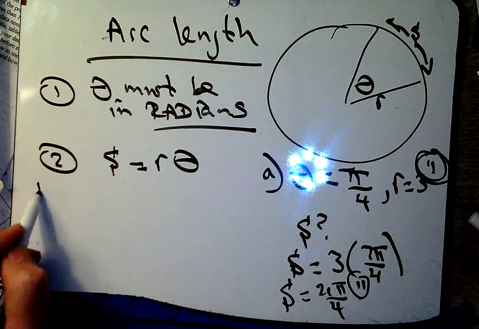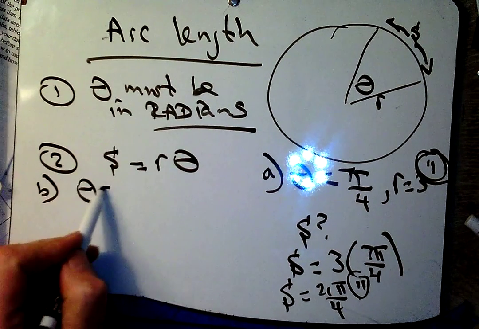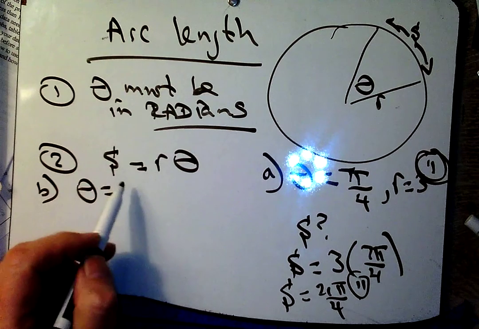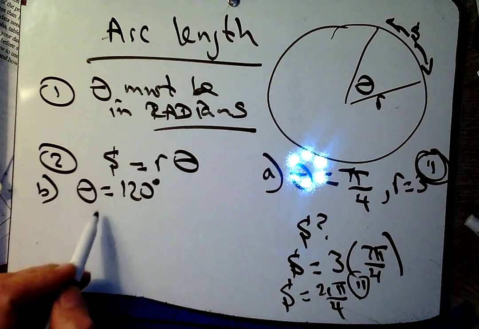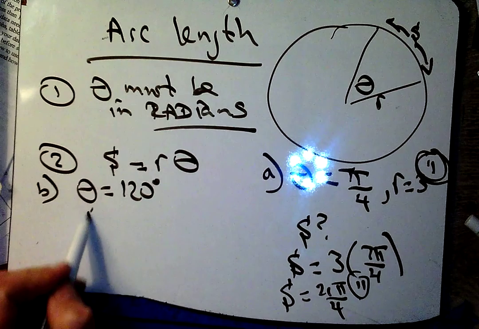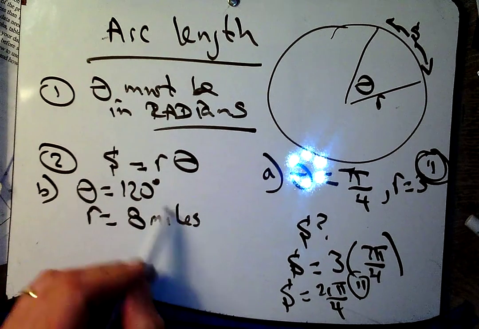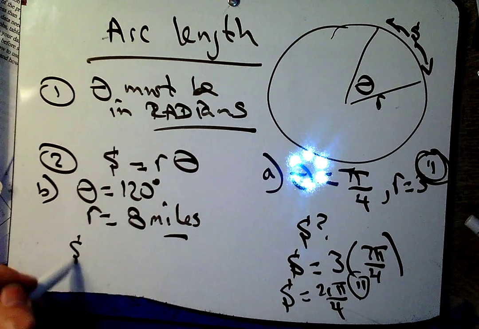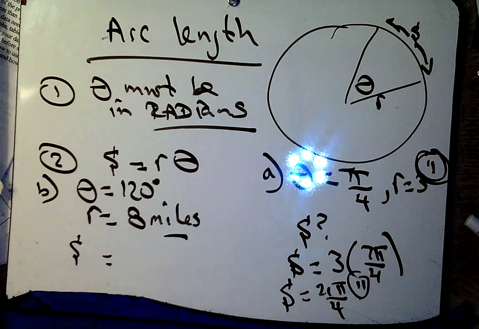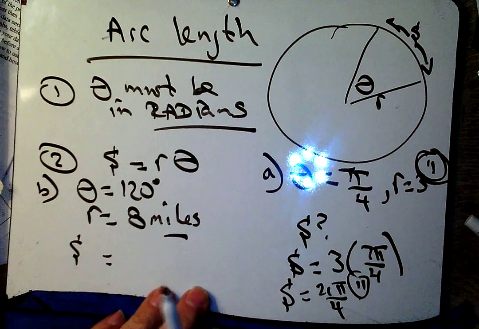Okay? How about this one? Theta equals 120 degrees, and R equals 8 miles. Find the arc length. Give it a try.